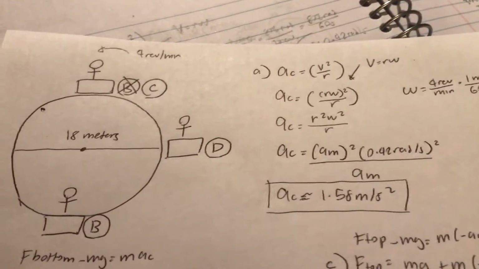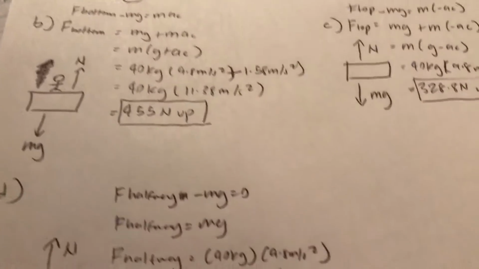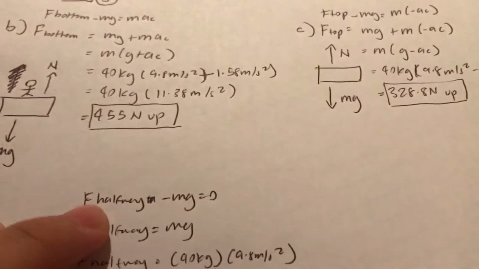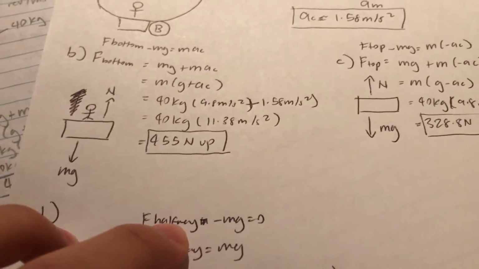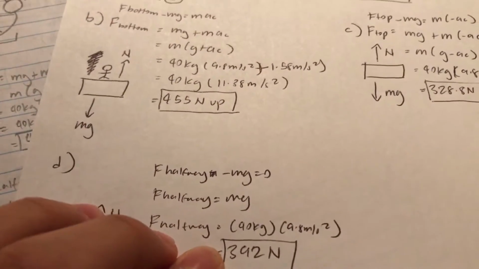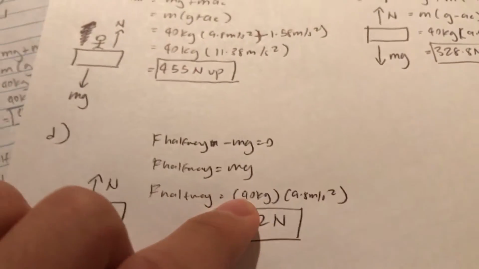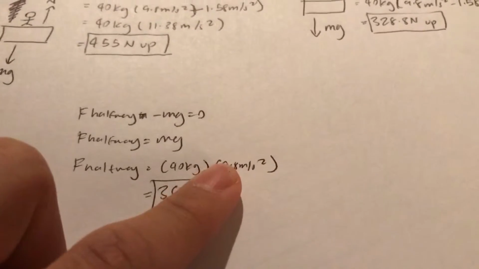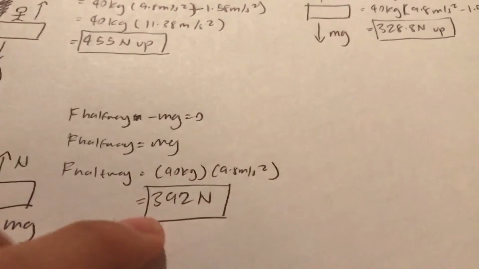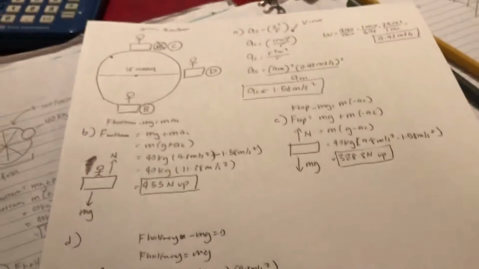And because the person is not moving at that point, the force of the seat halfway must equal the force of gravity. So F halfway equals mg, and you substitute the known value of m, 40 kilograms, gravity 9.8 meters per second squared, and you get 392 newtons. So yeah, that is how you do problem 27.